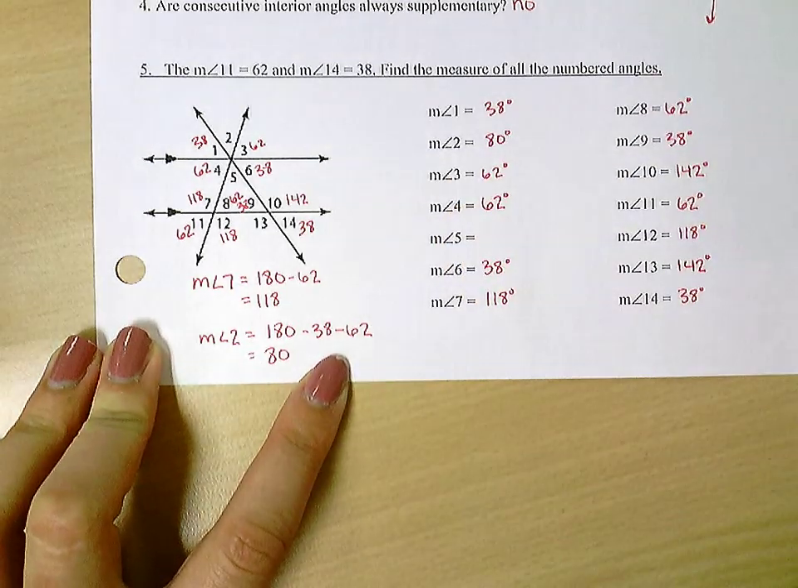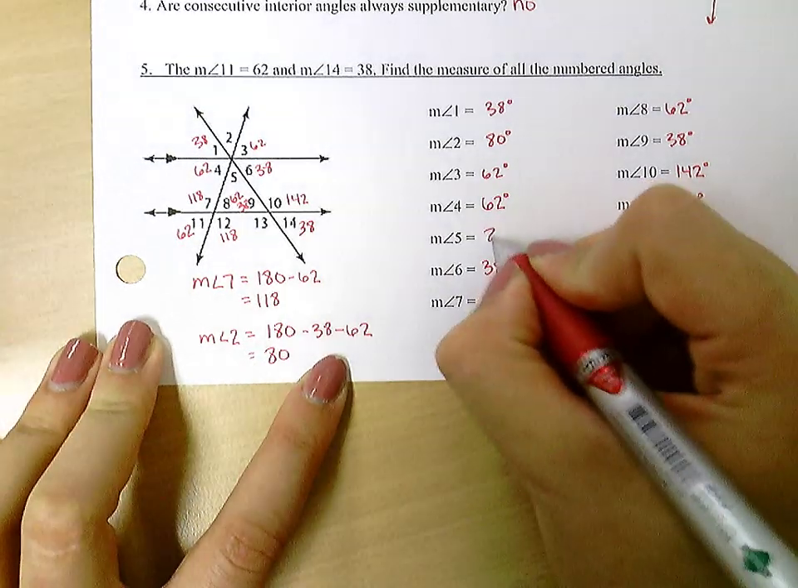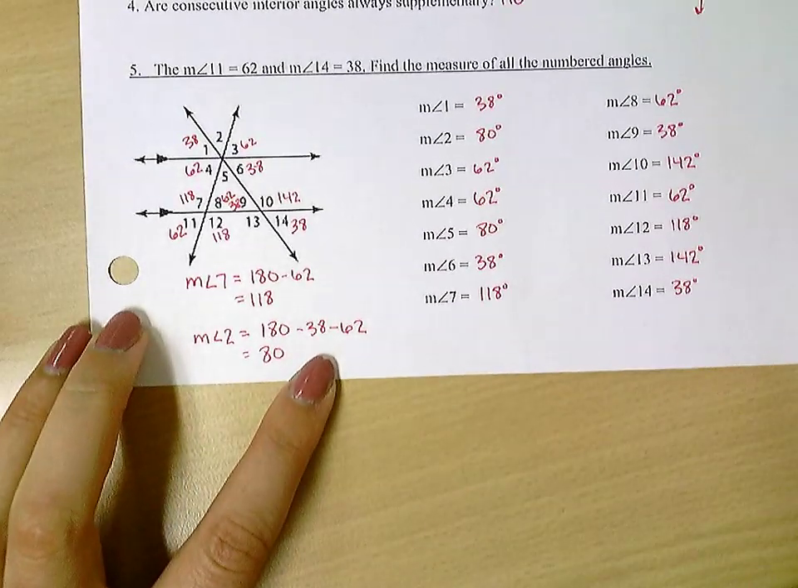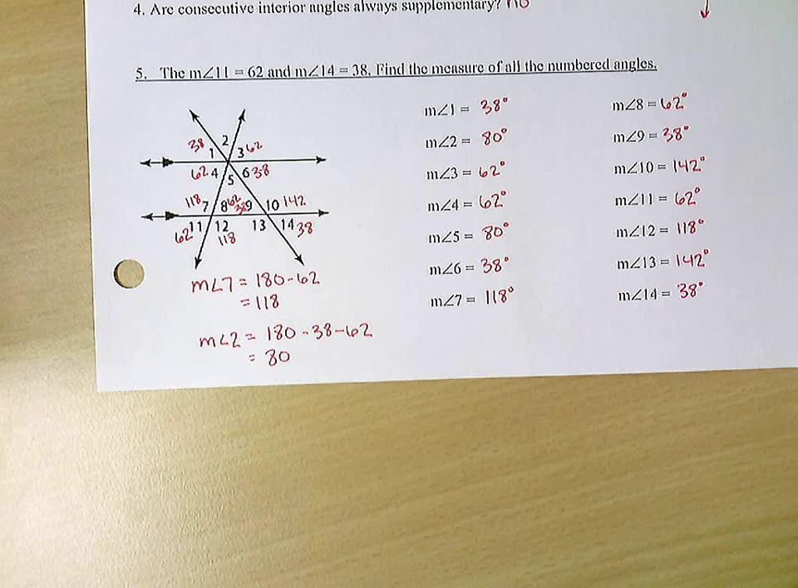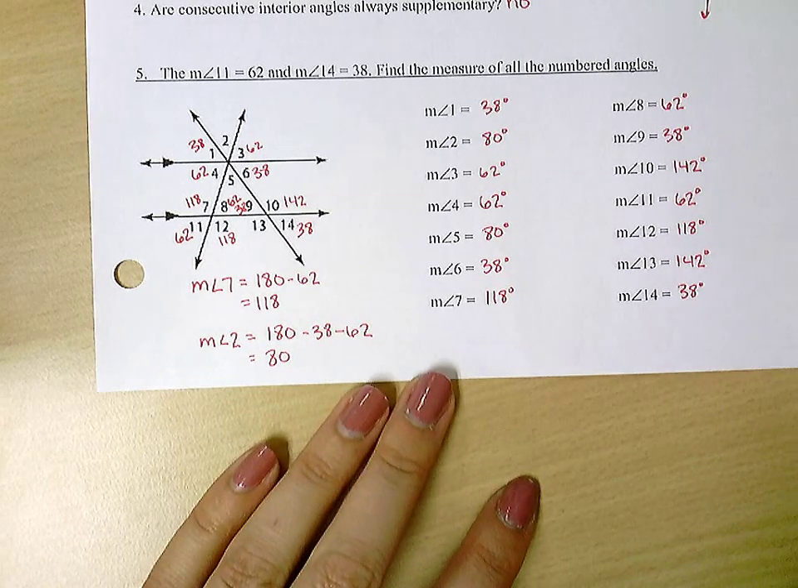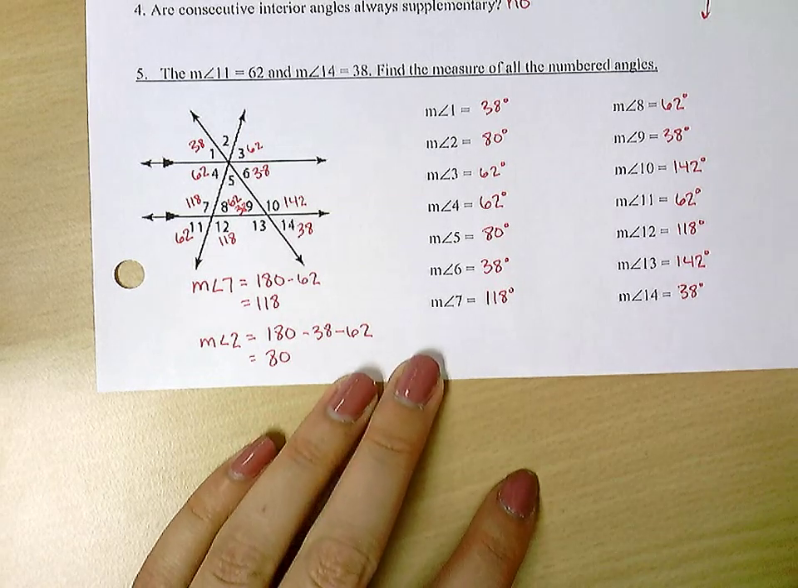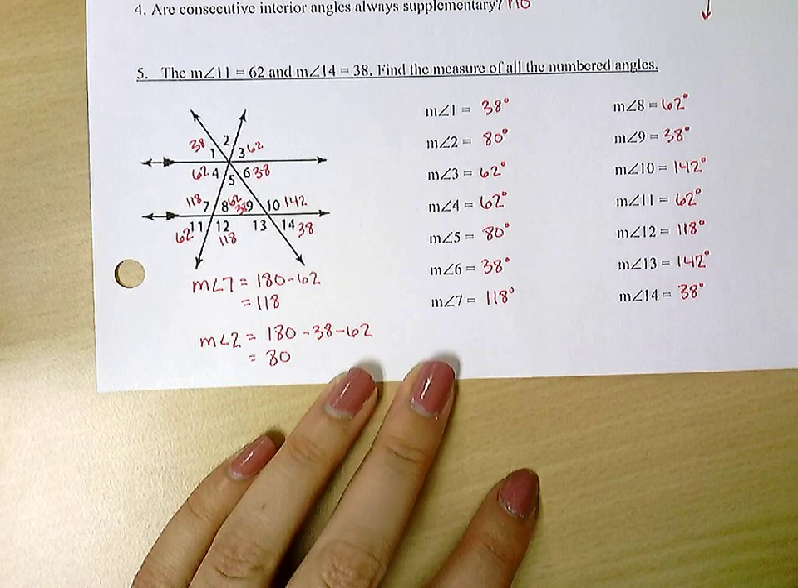Okay, then angle 5 has to be what? 80. Questions on how I got any of those angles? Is it kind of coming back to you? A little bit? Are we good? Can I flip it?